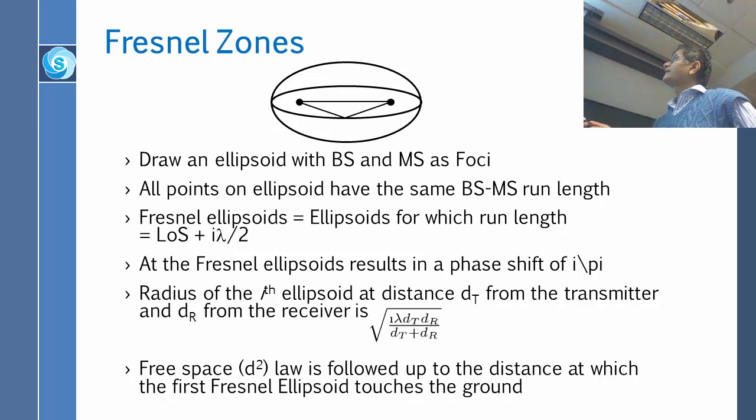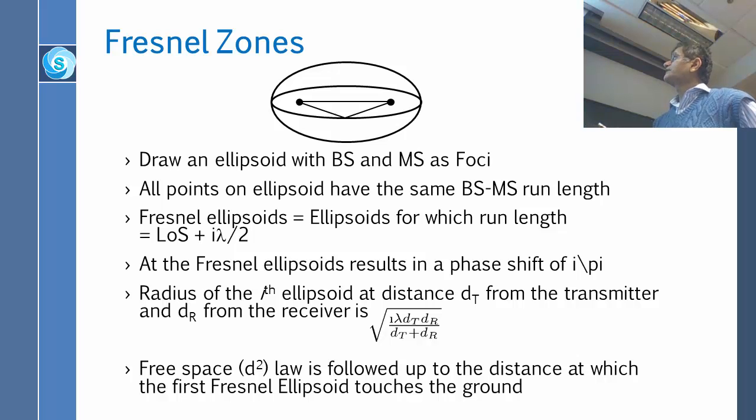So that's what you have to do. If you draw that ellipse, all points on the ellipsoid have the same BS, MS run length. Run length means this plus that is fixed, constant, right? Because you took the string and moved around. So this line and that line add up to the same value on every point.